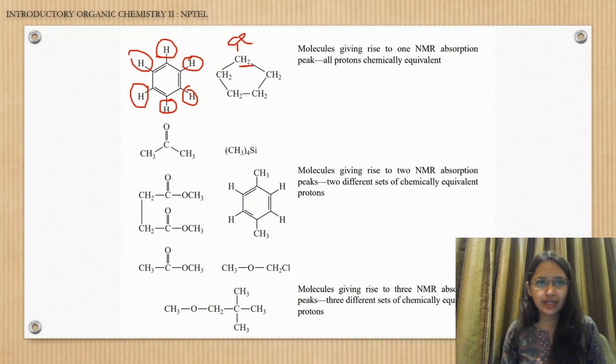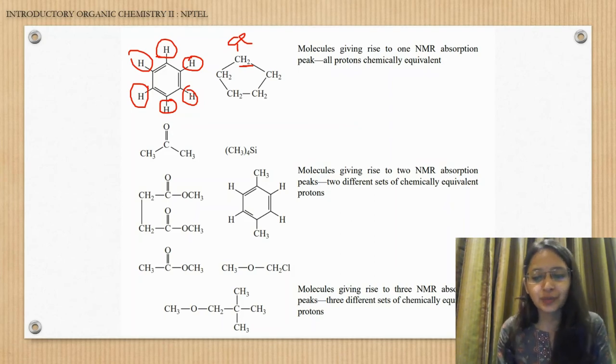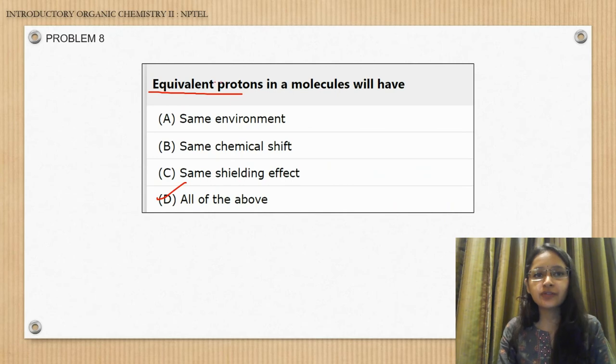Guys, just respond so that I know you are following. Yes, ma'am, yes, ma'am. Okay, thank you for responding. So the protons of this particular benzene ring are equivalent. If we have the same equivalent protons in a molecule, then all the above scenarios hold: the same environment, same chemical shift, and same shielding effect will be there. Okay.